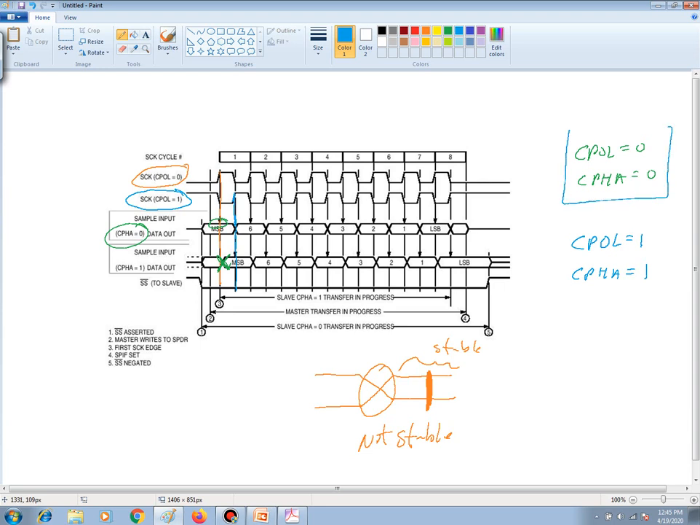So basically what it comes down to is that you have a choice. You can set both your CPOL and your CPHA to lows, or you could set your CPOL and your CPHA equal to 1s. And it'll work either way, but only when they're both lows or both highs, not when one is 1 and the other one is the opposite state.